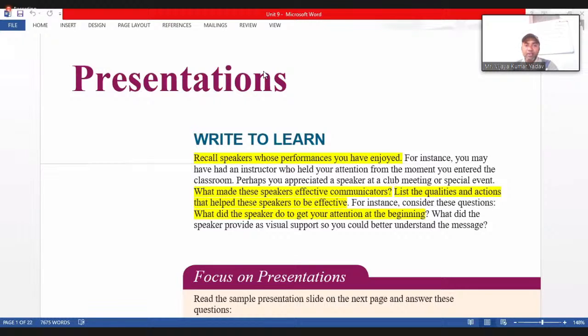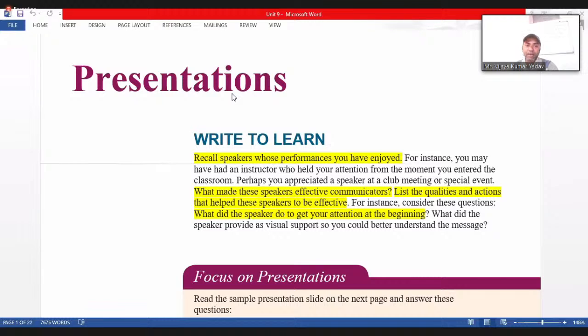Because only by learning the theories, you can't have a good presentation. So you have to learn the theories and then you have to practice them. Only then can you have an effective presentation. So this is totally an applied part. It is an applied part, but in the exam, if a question is asked, it will be a theoretical question.